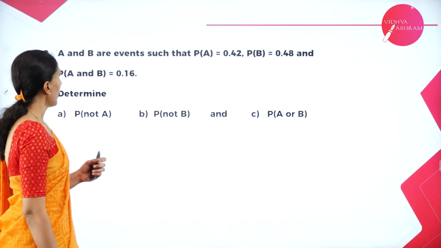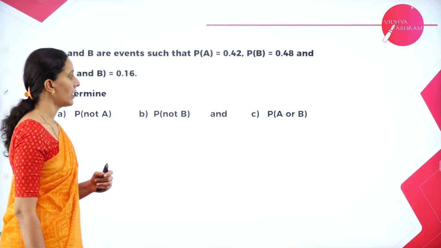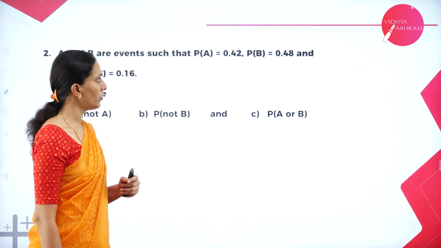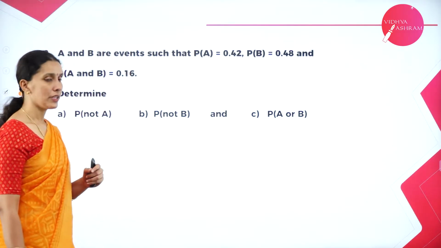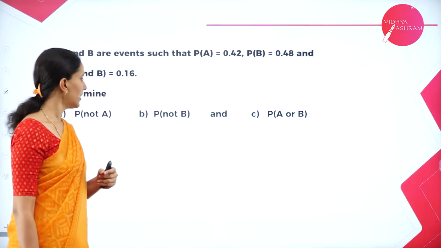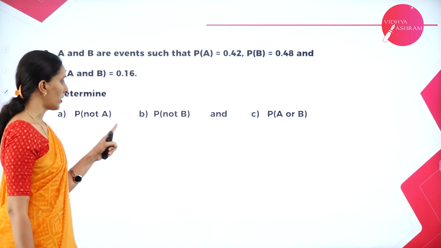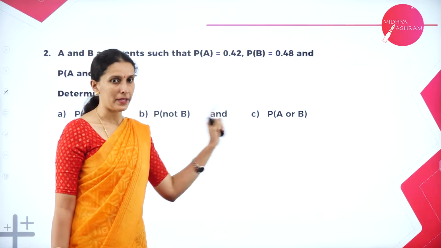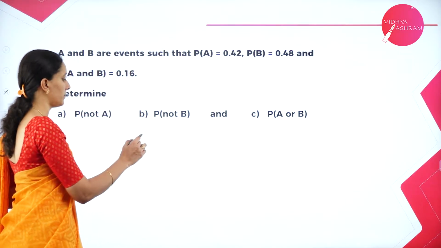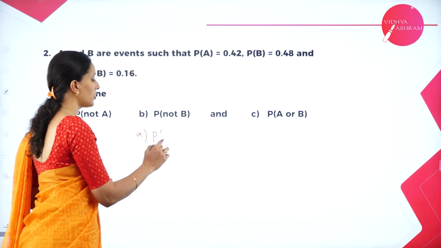Next question. A and B are events such that P of A is 0.42, P of B is 0.48 and P of A and B is 0.16. So, determine probability of not A, probability of not B, probability of A or B. So, let's take the first one, probability of not A.